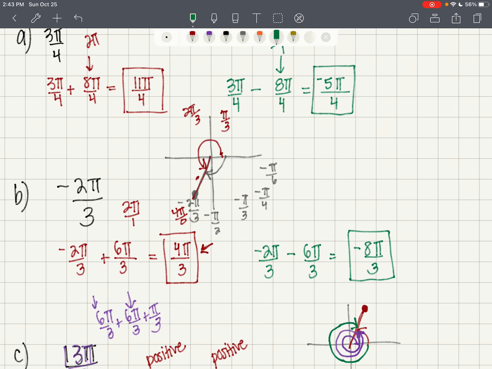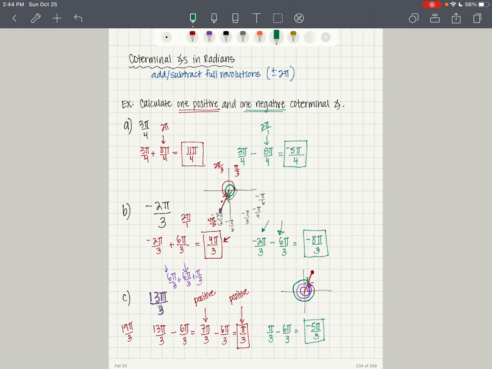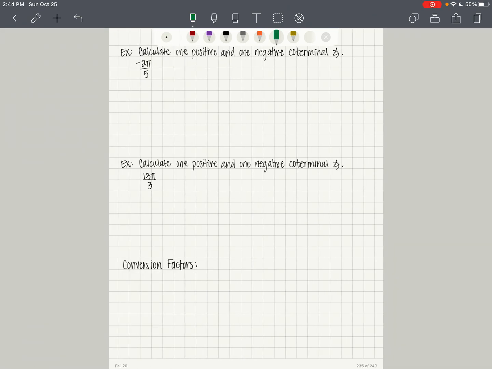And then negative 8 pi over 3 is just once around plus the negative 2 pi over 3. So it's once around, that's your negative 6 pi over 3, plus another negative 2 pi over 3. The red arc reflects 4 pi over 3, the green arc reflects negative 8 pi over 3, and the gray arc reflects the original negative 2 pi over 3 angle. They all fall in the same place. So there are our coterminal angles.